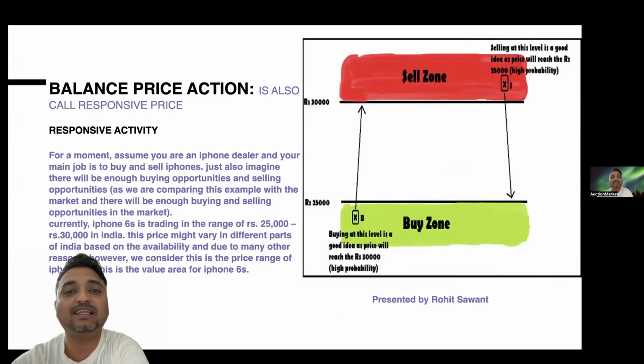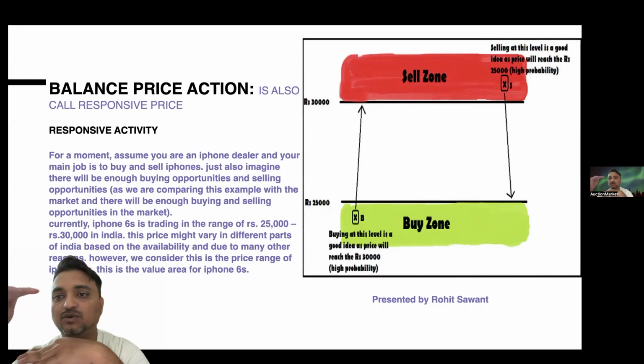Balance price is also called responsive price. Balance is something like you balance between two zones. You have two zones, one support and one resistance. The price will be moving between the support and resistance region. That particular thing is called a balance region. We'll try to understand this particular example with some live purchase and sales orders.